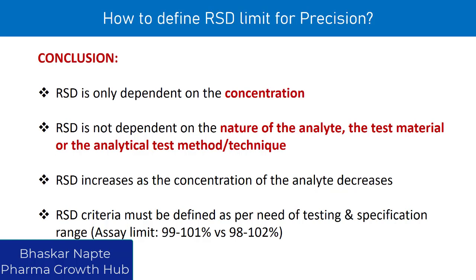So I have a question for you. What is the acceptance criteria you can define for 98 to 102% assay specification? The 2% can fit over here. But can the 2% RSD fit well for 99 to 101% assay specification? May not. And for that reason, you can have the stringent acceptance criteria like the percent RSD not more than 1%. So this is the meaning of the fourth important point. I hope you now have some clarity and reference to understand and define the RSD limit for precision study. Thank you so much.